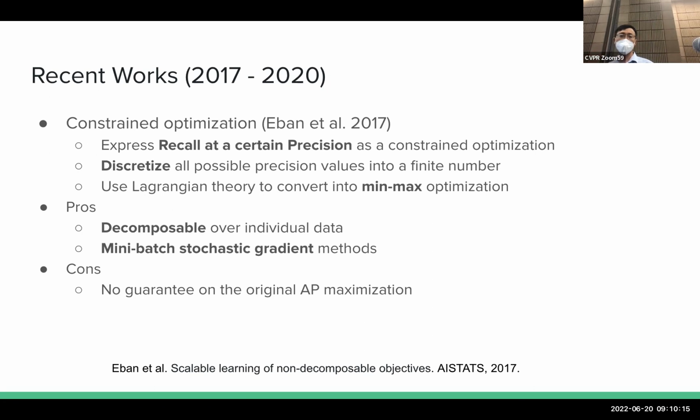So they discretize all the possible precision values into a finite number, and they have a finite number of constraints, and then in the objective just sum over the weighted recall values. Then they use Lagrangian theory to convert the constrained problem into a min-max optimization problem. The pros of this approach is that the min-max objective becomes decomposable over individual data, and then a standard stochastic min-max algorithm can be used to solve the min-max problem. But the con is that there is no convergence guarantee in terms of the original AP maximization problem.